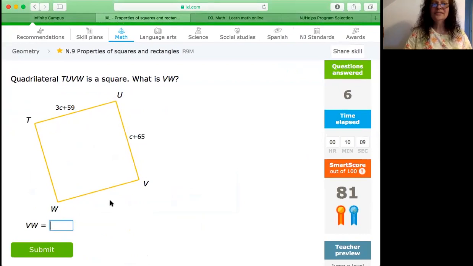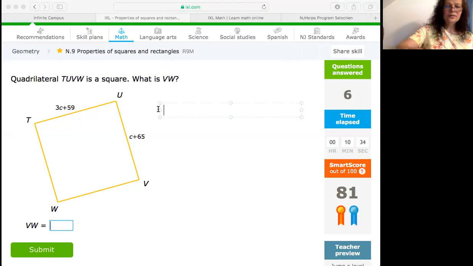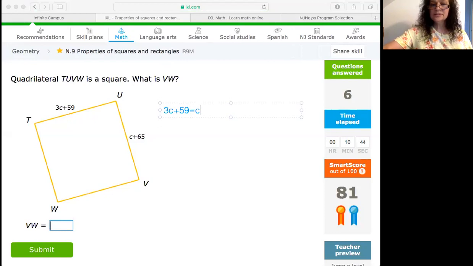All right, it's a square. Set an equation. 3C plus 59 equals C plus 65. Okay, so you subtract C from both sides, you get 2C. Let's write this down. All right, so 3C plus 59 equals C plus 65.